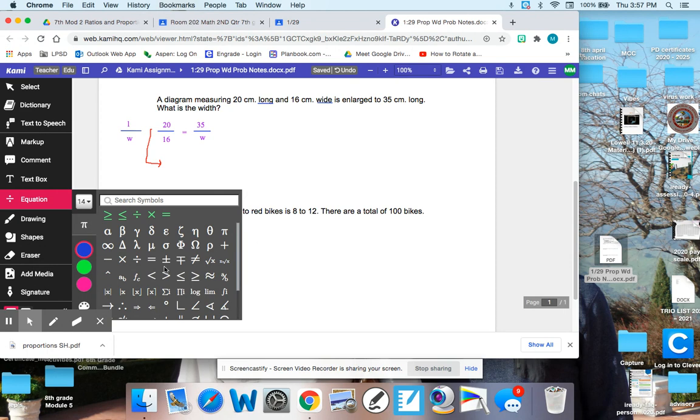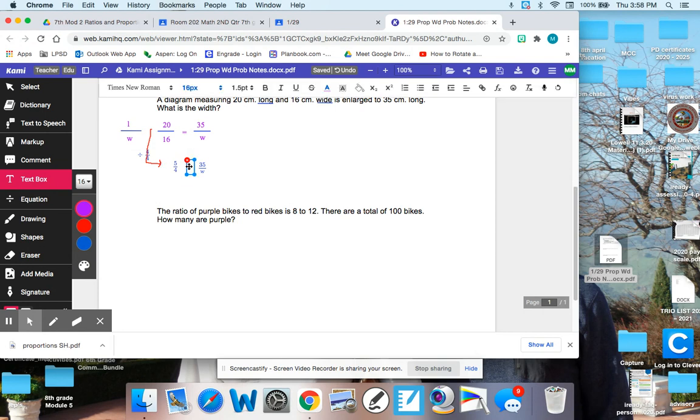I would need to divide both by 4. So if I divided by 4 over 4, what would my new ratio be? That would be 20 divided by 4 is 5, and 16 divided by 4 is 4. Now, am I going to be able to go across? Yes, I am. So I'm going to have 35 over W. Don't forget that you need to put your equal sign in between.